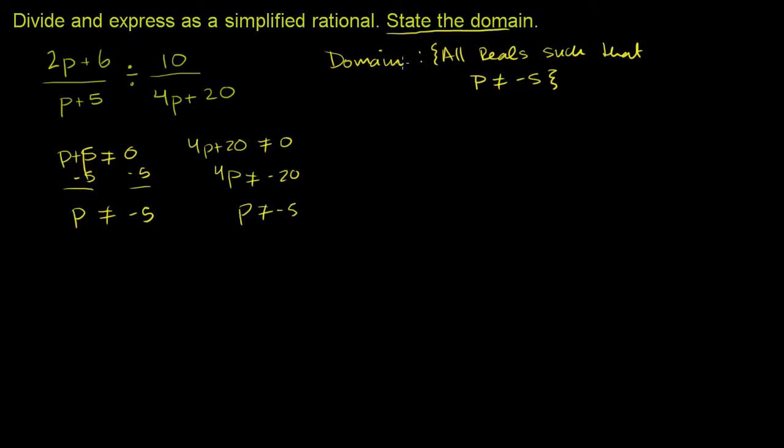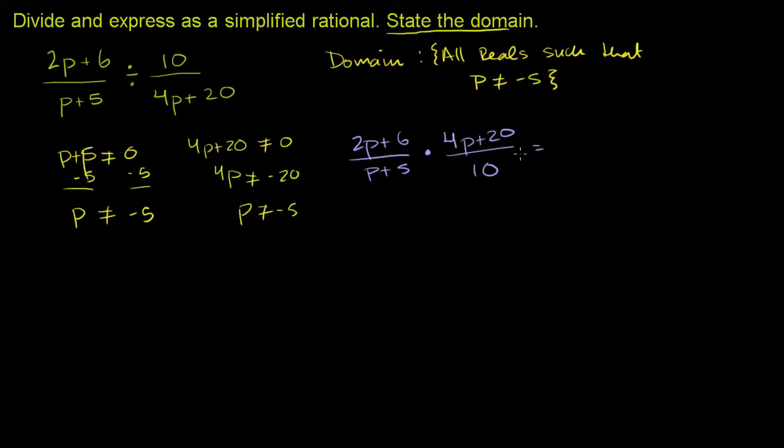Now let's actually simplify this expression. When you divide by a fraction or a rational expression, that's the same thing as multiplying by the inverse. So let me just rewrite this over here. 2p plus 6 over p plus 5 divided by 10 over 4p plus 20 is the same thing as multiplying by the reciprocal, multiplying by 4p plus 20 over 10. I changed the division into a multiplication, and I flipped this guy right here.